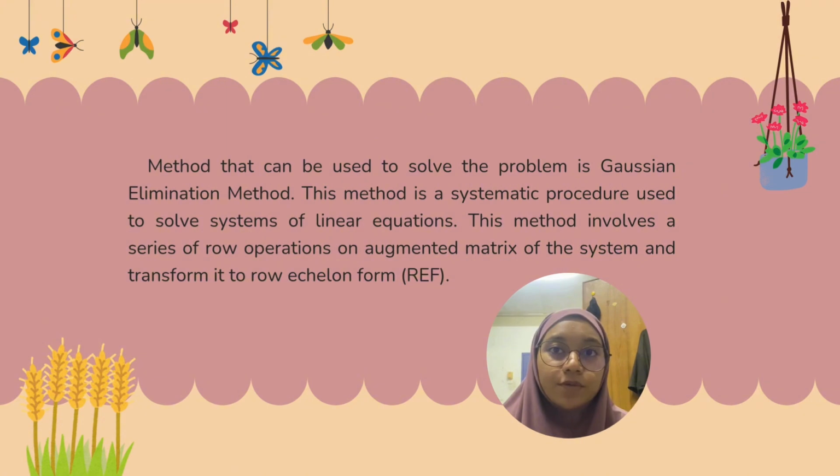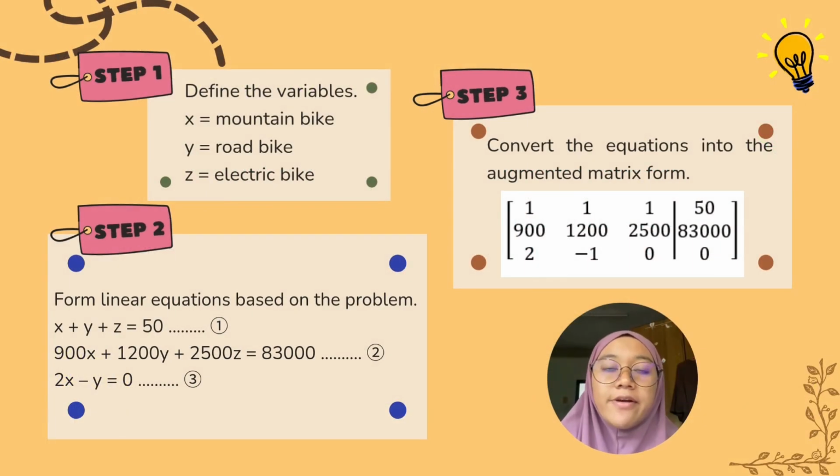The method that can be used to solve the problem is the Gaussian elimination method. This method is a systematic procedure used to solve a system of linear equations. This method involves a series of row operations on the augmented matrix of the system and transforms it to the row echelon form, REF. Step 1, we need to define the variables.